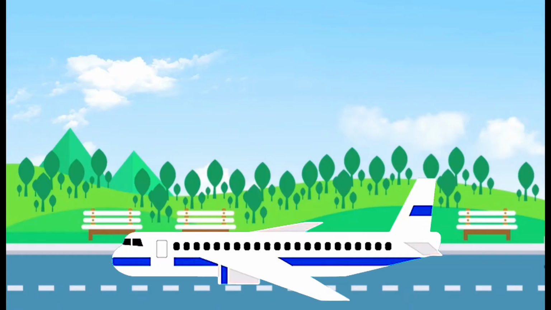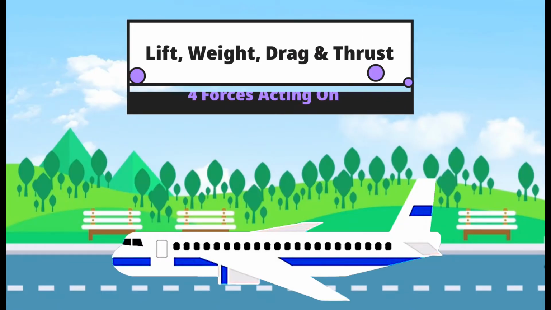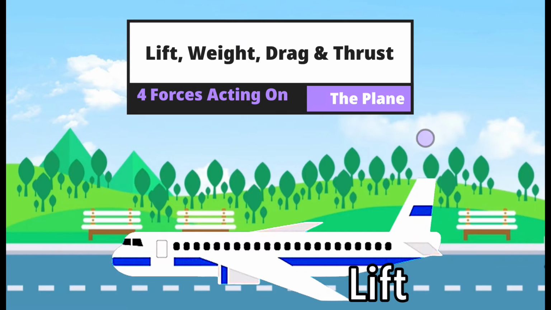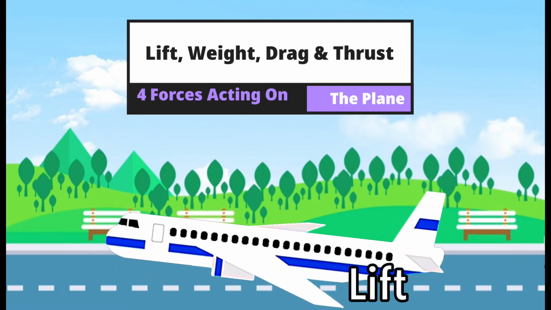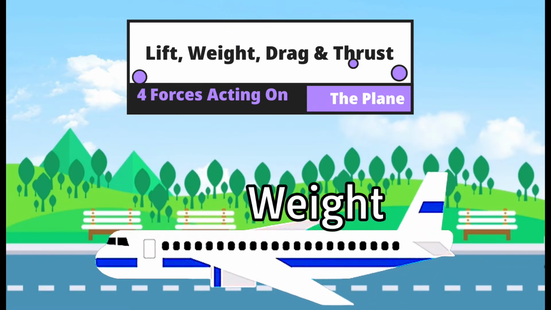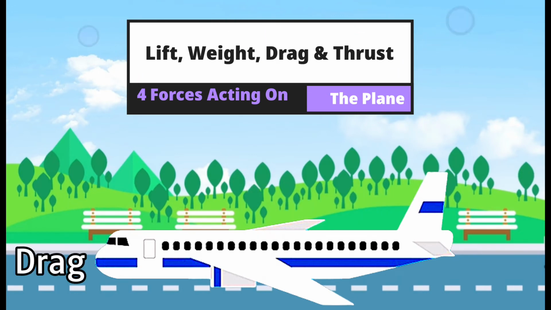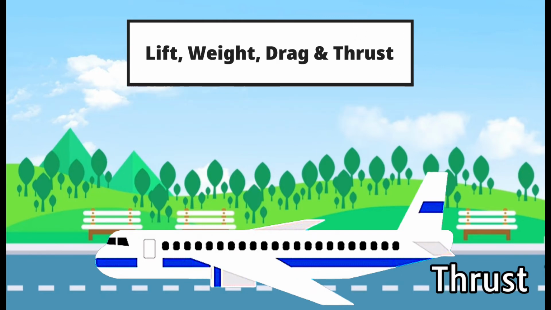A plane gets four forces: lift, weight, drag and thrust. The lift force pushes the plane up, but the weight force pushes it down towards the center of the earth. Then comes the drag force, which you can say is a resistance force which stops the plane from moving ahead, and a thrust force which pushes the plane ahead.